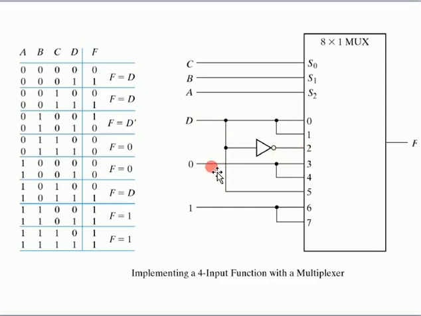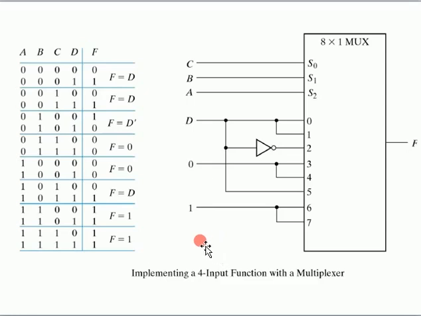At 3 we have 0, so 0 here. At 4 we again have 0, so 0 here. At 5 we have d. At 6 we have 1, and at 7 we have 1. That's how we implement a 4 input function using an 8 cross 1 mux. So that's how we implement this circuit by using a mux.